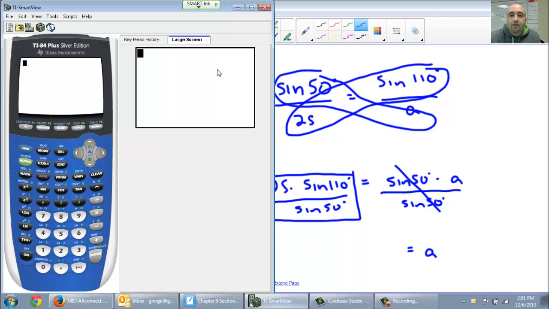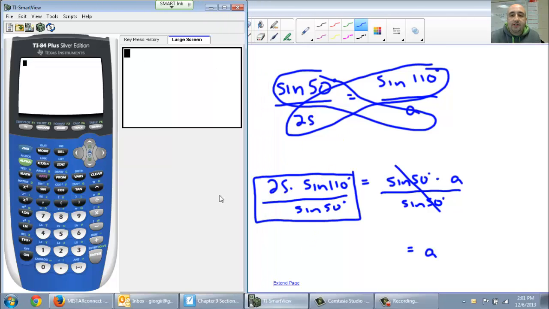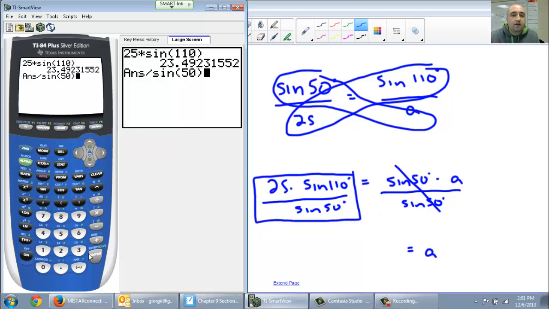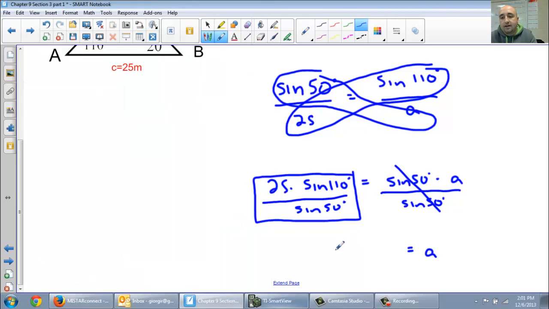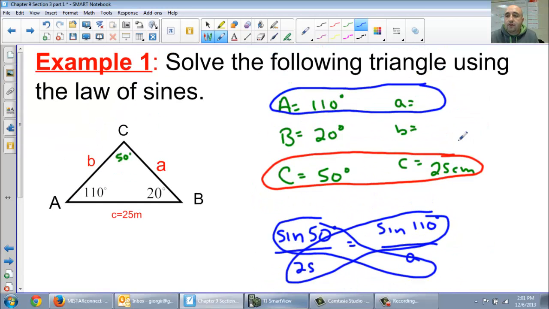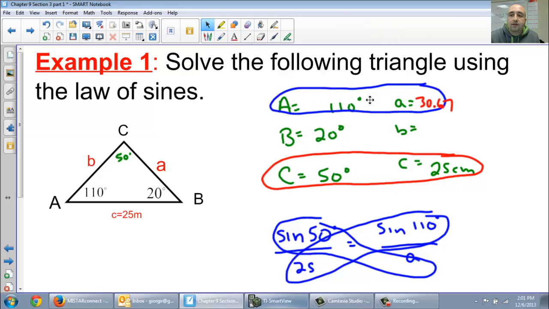All right, so let's see what we have here. We have 25 times sine of 110 degrees on the top. I'm going to hit enter, and then I'm going to divide that by what's on the bottom, sine of 50. And then I hit enter, and it should give you 30.667, so I'm going to round that to 30.67. 30.67 is my little a. So I can go back up to my triangle, and now I know that my side A is 30.67.